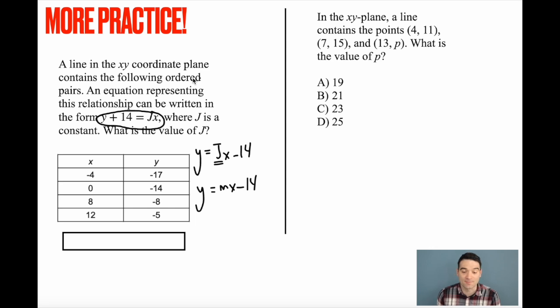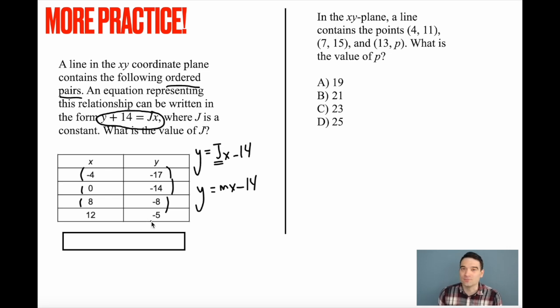So how do we find that slope? Well, let's talk about ordered pairs. What are ordered pairs? Ordered pairs is a fancy way of saying points, right? XY points. So -4, -17 is one ordered pair. 0, -14 is another ordered pair. 8, -8 is another ordered pair, and on and on and on.